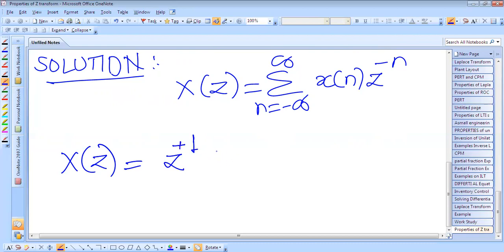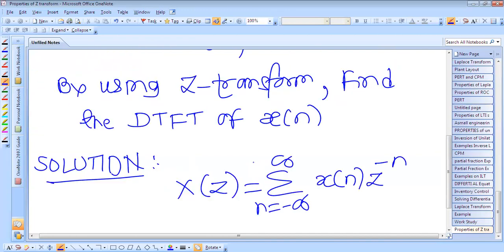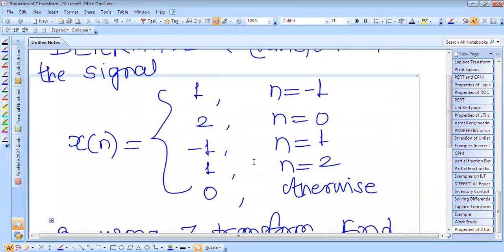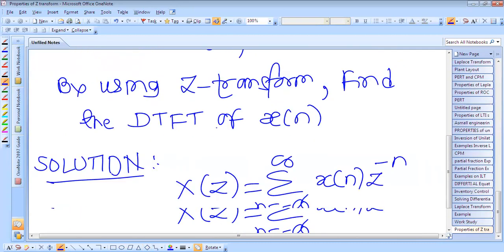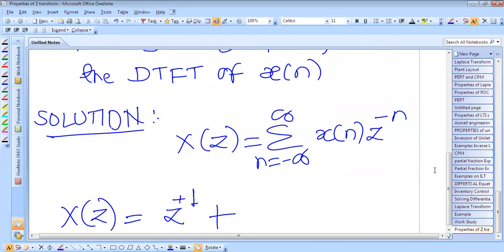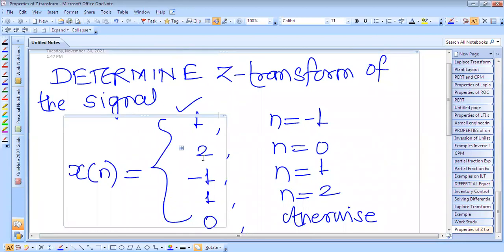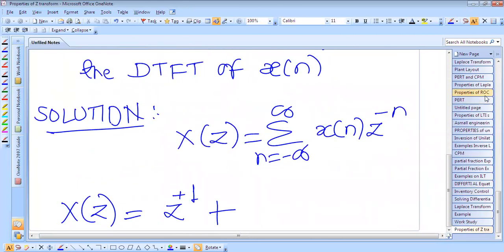Plus, the second value is when n is equal to 0. When x of n is equal to 2, we have to put n is equal to 0. So when you put n is equal to 0, the value is 2. So x of 0, what is the value? x of 0 is 2. Therefore, it is 2.